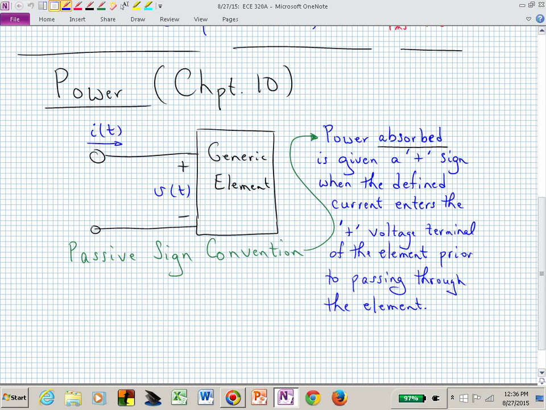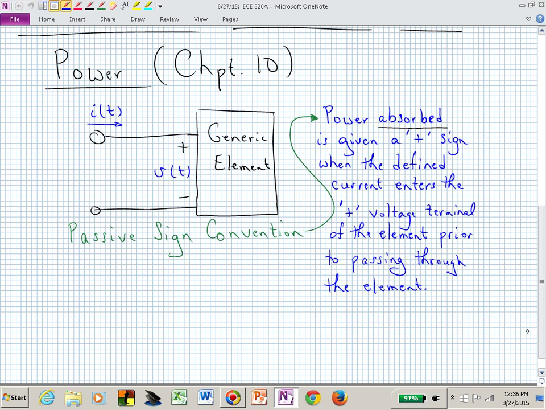That's the passive sign convention, and we assign a positive value to that product of V and I when they are oriented in that direction. That's the amount of power absorbed by that generic element. I want that to be clear, and that's what we will be using, which means if the power absorbed ended up being negative, then you could think of that power as being supplied to the rest of the circuit.